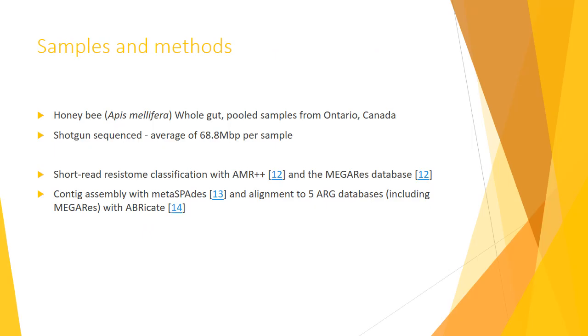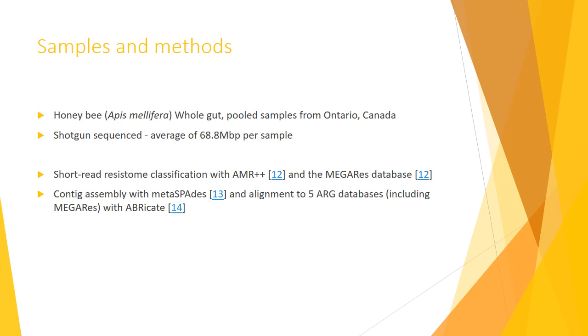Our samples were taken from honeybees in Ontario, Canada in 2020. From 10 separate sites, 3 bees each were taken from 4 colonies. For each sample, those 12 bees had their guts removed, pooled, and sequenced with Illumina shotgun sequencing, producing an average of 68.8 million base pairs per sample.